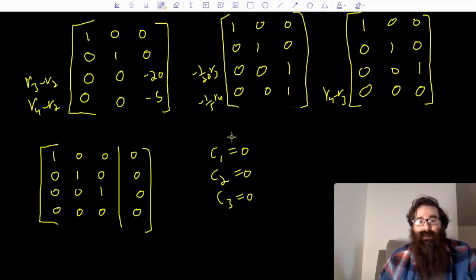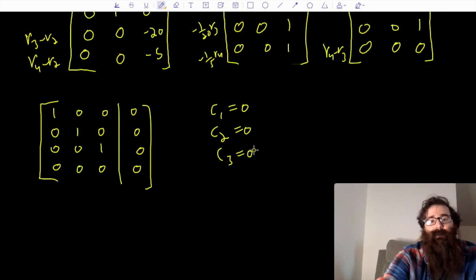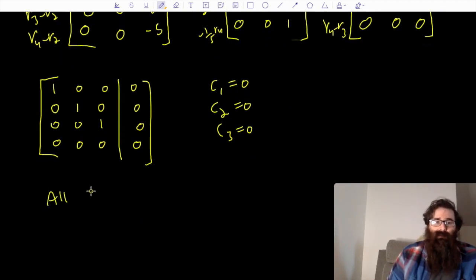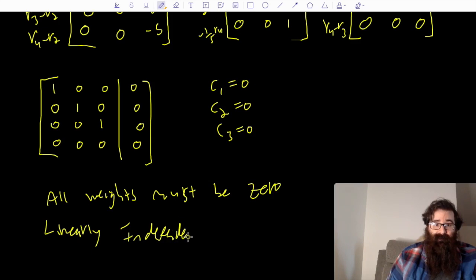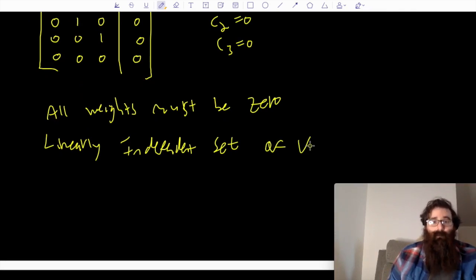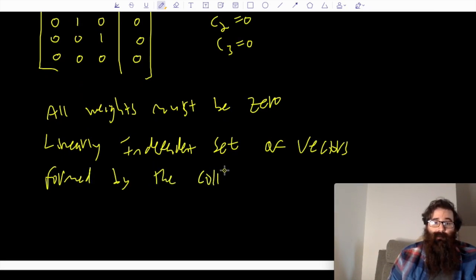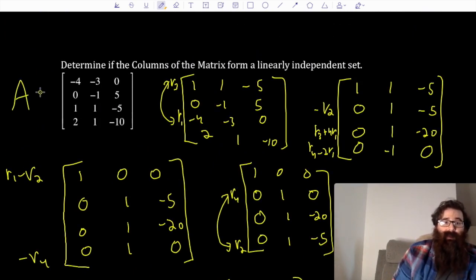This is saying, hey, the only scalar weights you're going to get on these column vectors, think about these vectors as column vectors now, have to be weights of 0. So this means all weights must be 0. So then I have a linearly independent set. Linearly independent set, if I want to be careful, of vectors formed by the columns of matrix A. Did I call this matrix A? Nope, I'm going to name it matrix A right now. Bam.